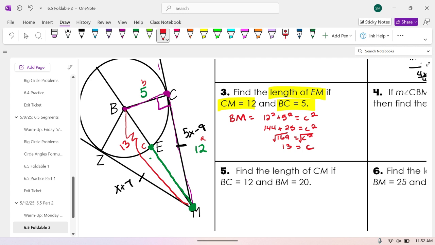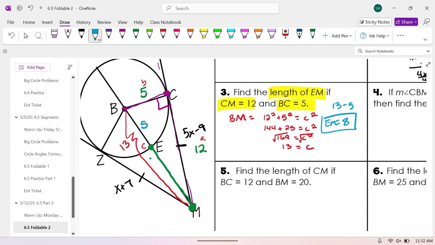Well, is BC not also a radius? Yes. So that means BE is also 5. So what do you think EM is? 8. So you would do 13 minus 5. EM is equal to 8. So guys, that one, you actually had to think outside the box a little bit, but it wasn't really too far outside the box. You just had to know that a radius anywhere on the circle is the same length.